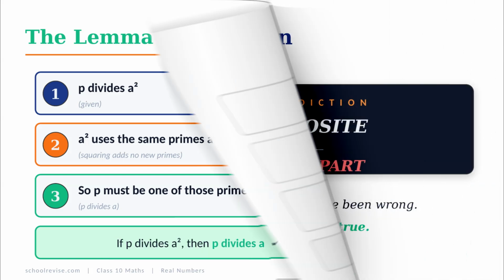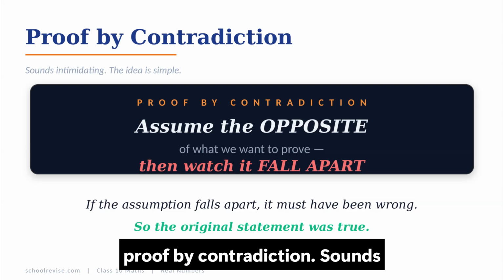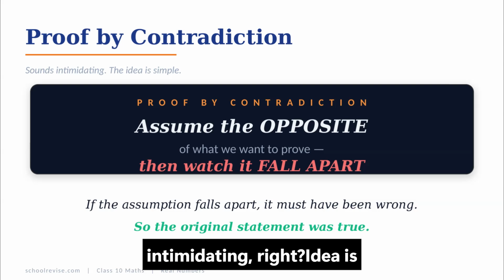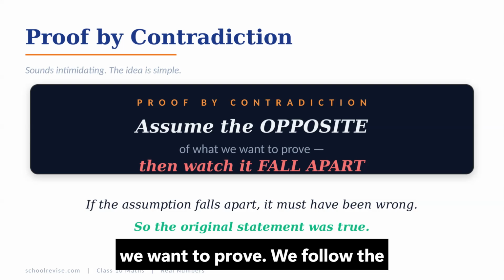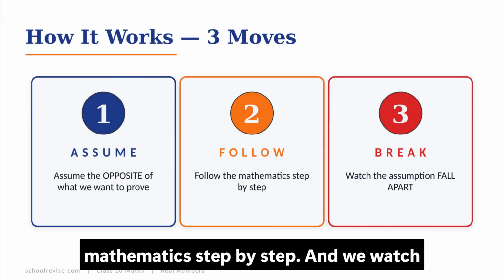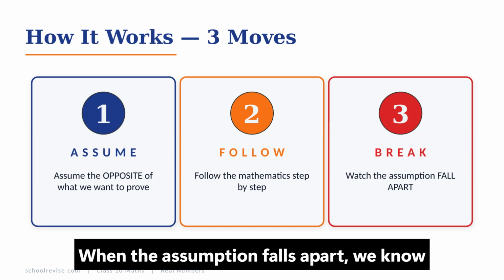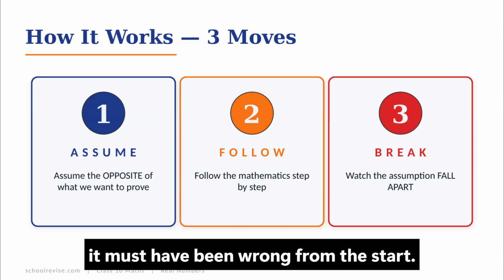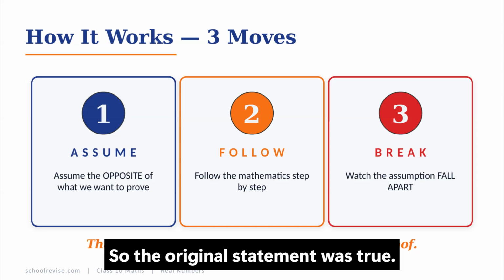Now, the technique we are using is called proof by contradiction. Sounds intimidating, right? Idea is simple. We assume the opposite of what we want to prove. We follow the mathematics step by step. And we watch the assumption fall apart in our hands. When the assumption falls apart, we know it must have been wrong from the start. So the original statement was true.